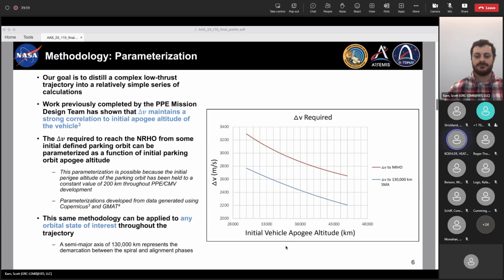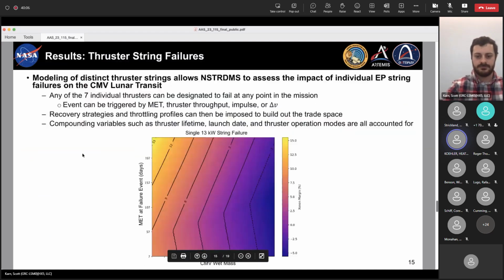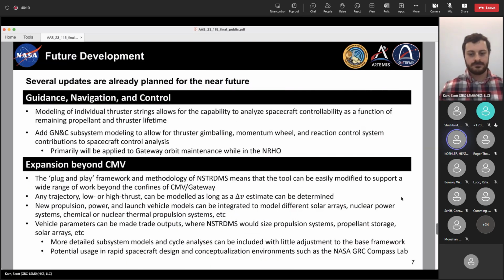Scott, I had a question. On your last slide, you talked about how this tool can be adapted for different propulsion systems. What would it take if you wanted to evaluate a hybrid scenario where you had a combination of a low thrust and a traditional chemical thrust system?